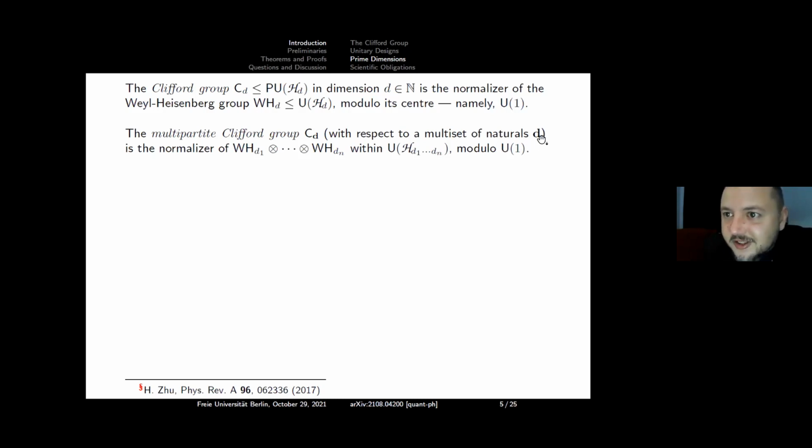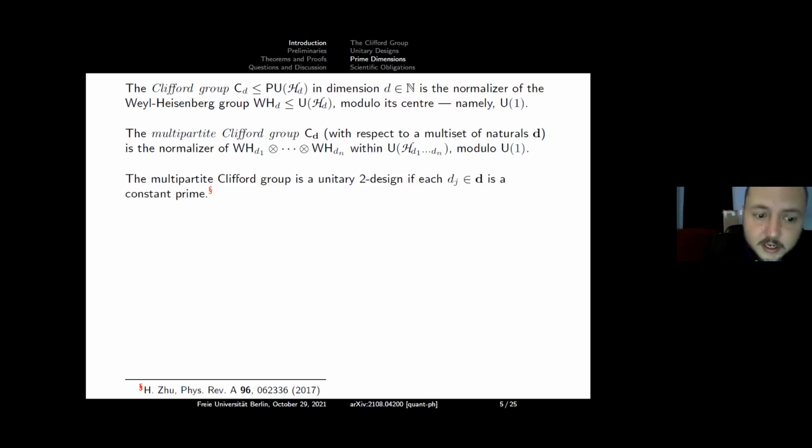And this bold D is nothing other than the vector of the local dimensions of the Weyl groups. Okay, so the multipartite Clifford group is the normalizer of tensor products of local Weyl-Heisenberg groups. I suppose the Clifford group is the special case of the multipartite Clifford group, namely wherein the cardinality of that D is 1. Okay, so that's the multipartite Clifford group, and there are some things known.